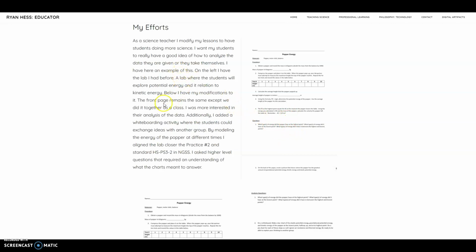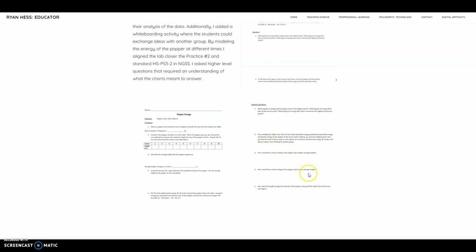So what I did is I added, on top of a few more analysis questions that I felt better suited the ideas that we're trying to get across in these classes, I also added a whiteboarding activity where they would model out the energy at different places using two different methods, a bar chart and a pie chart, and they would then compare with another group.